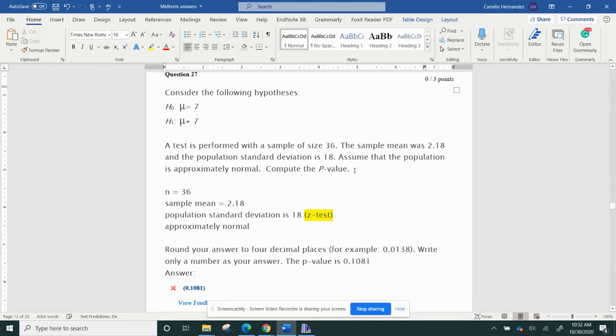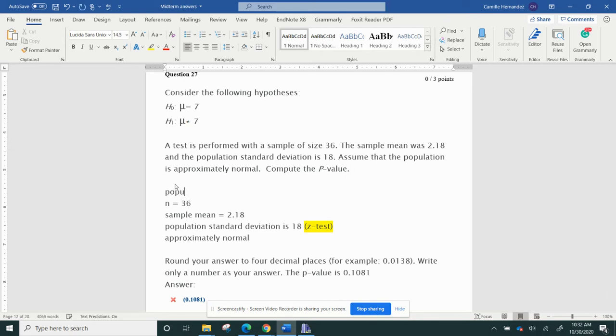Calculate the p-value. All right, so what I've started doing down here is I'm going to put everything I have from the problem. So the population mean equals 7. The sample size equals 36. The sample mean is 2.18. The population standard deviation is 18, and it's approximately normal. Because it has the population standard deviation and it says it's approximately normal, I can use what's called a z-test.